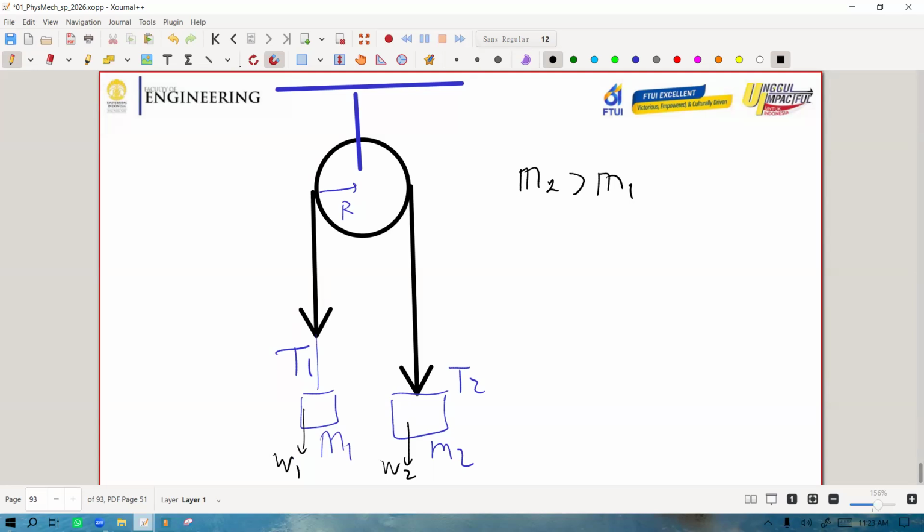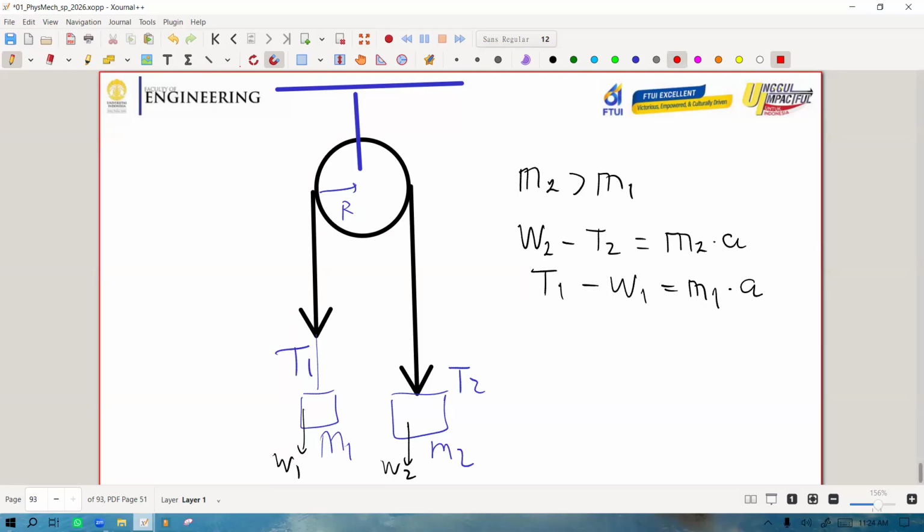So for the second system, W2 minus T2 equals M2 times a. But for the first, T1 minus W1 equals M1 times a. So we cannot eliminate the T, since T2 and T1 are different. In linear motion, we can eliminate the tension force, but in this case, we cannot eliminate it directly. So we need to find T1 and T2 first.